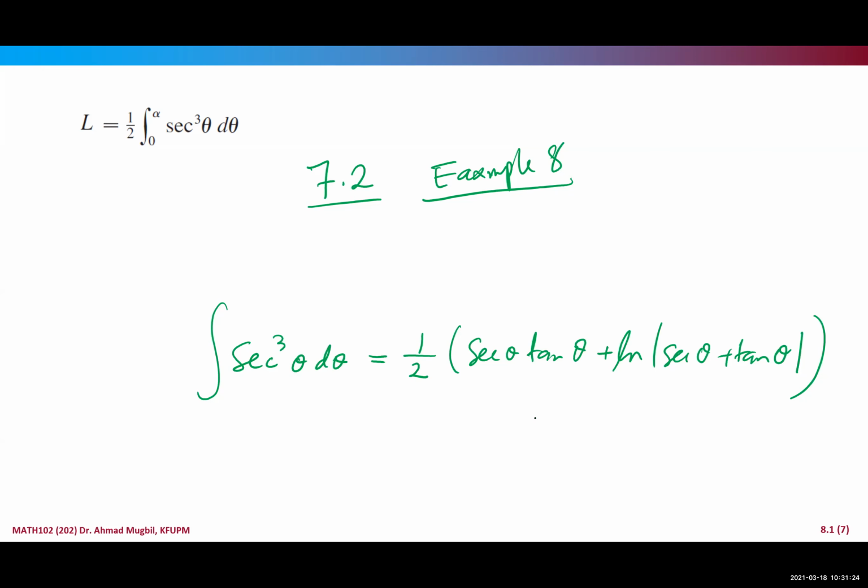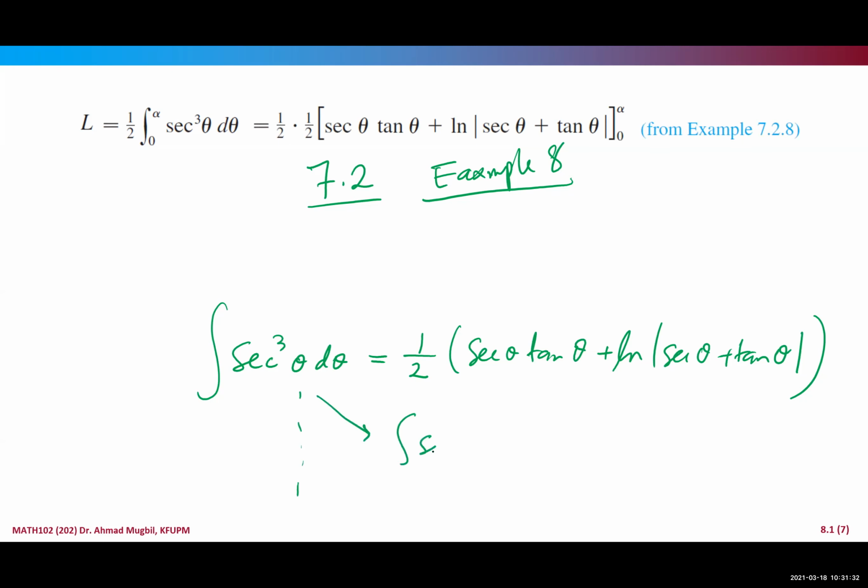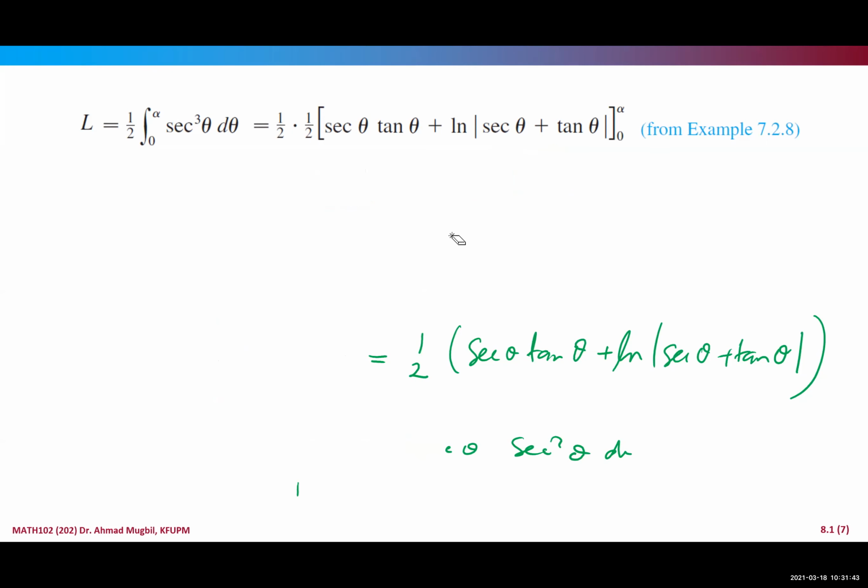It is not practical to do it every time because it is repeated, and the proof, by the way, is long. If you remember, we used integration by parts. We write it as secant theta times secant squared theta d theta, and then we use by parts, and then we add it from one side to the other side. Just recall section 7.8, example number 6, section 7.2, example number 8.